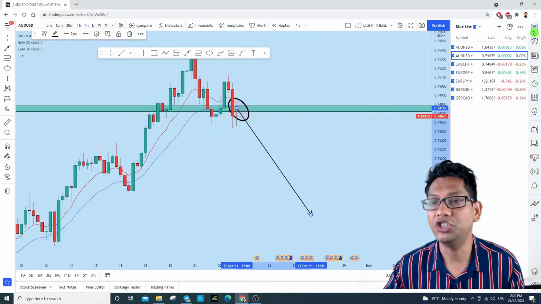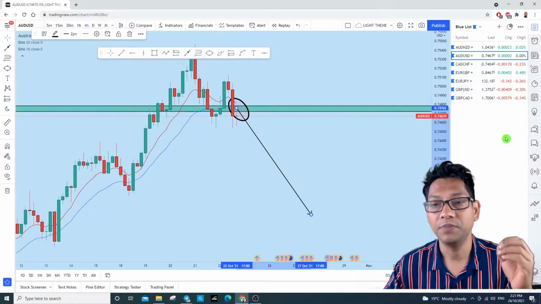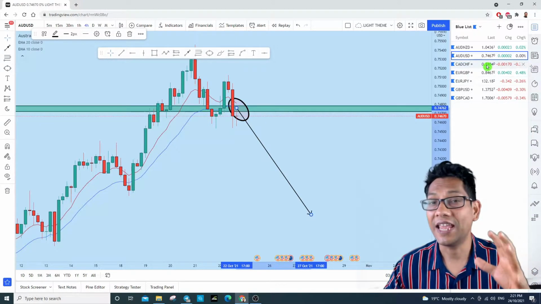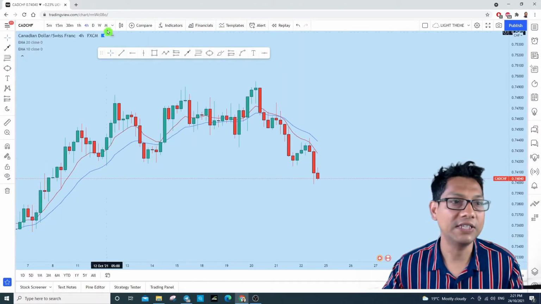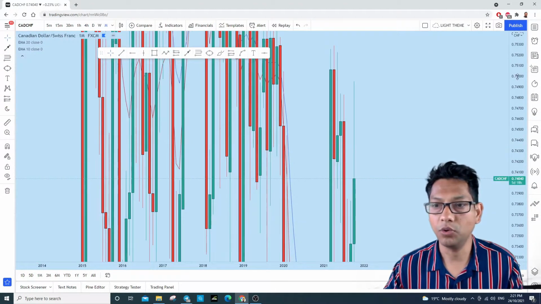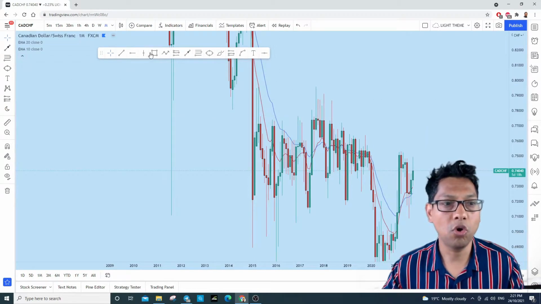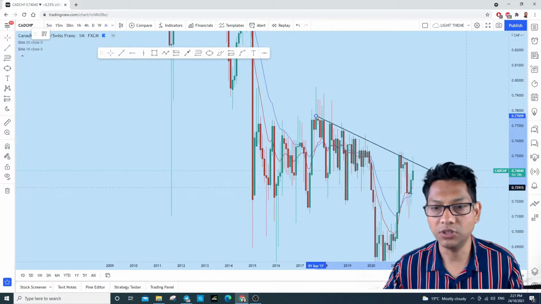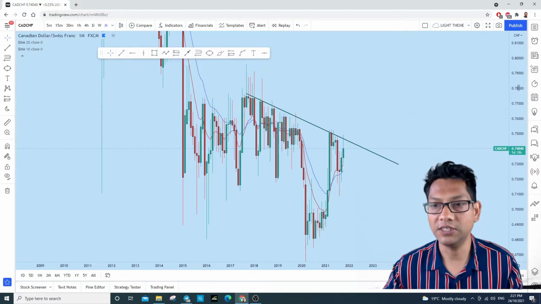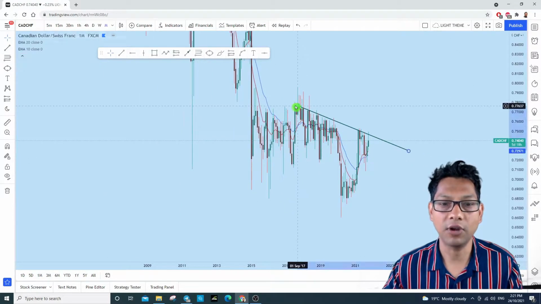Now let's jump on to another currency pair that we will be looking to trade, which is CAD CHF. On the monthly, first let's see the bigger picture. What we see is that there is a strong trending market here. So this is a trend line, the historical trend line on CAD CHF.